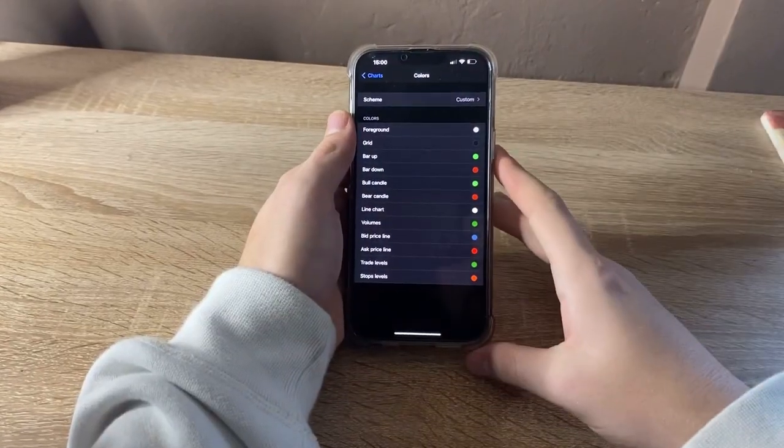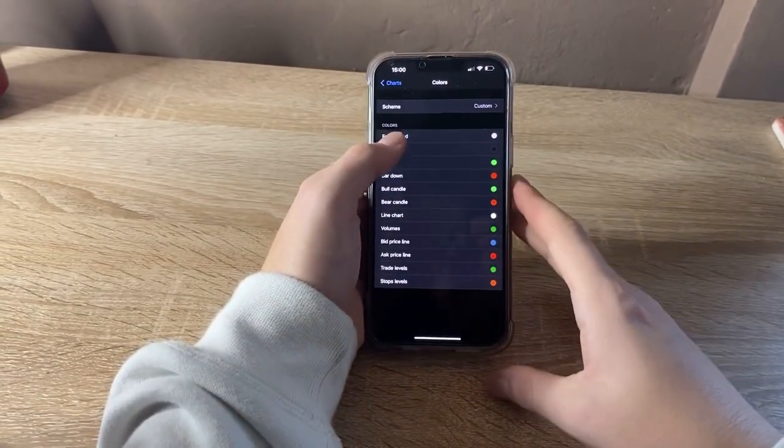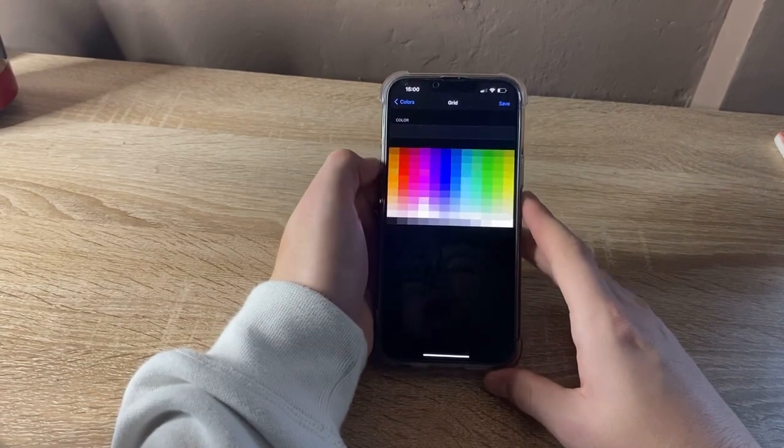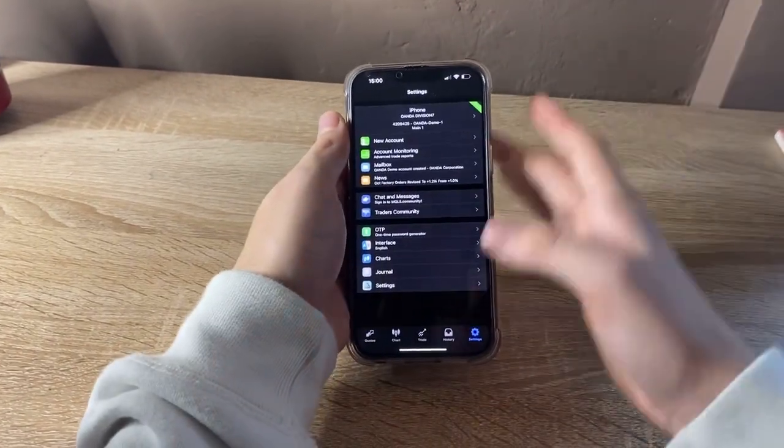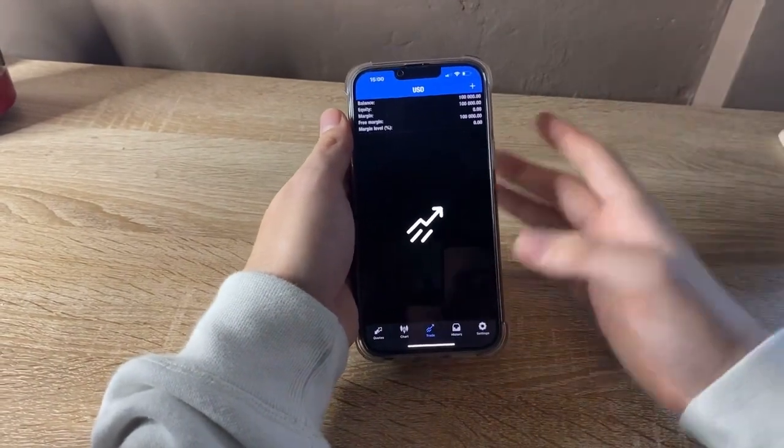So for example, my background is black, so I'm going to change the grid pattern to a black color or a darker color, just so it doesn't get in my way, because it's a bit more annoying when you've got all of this stuff on.